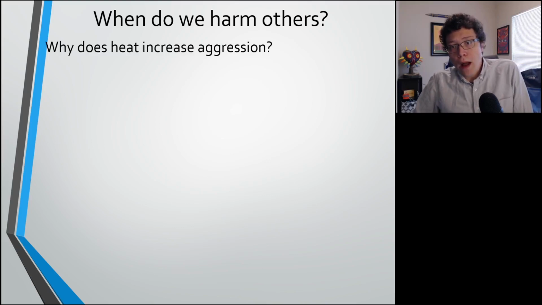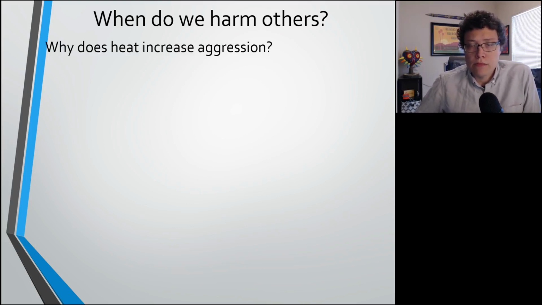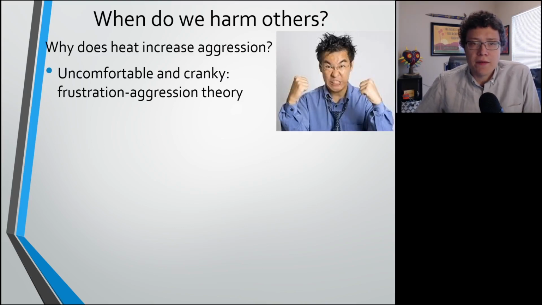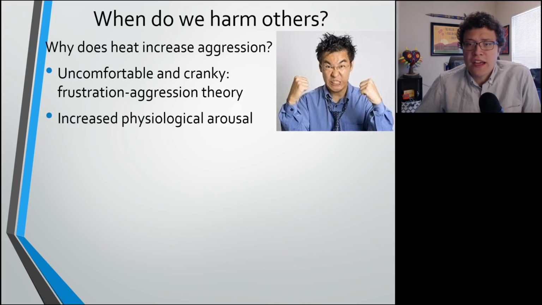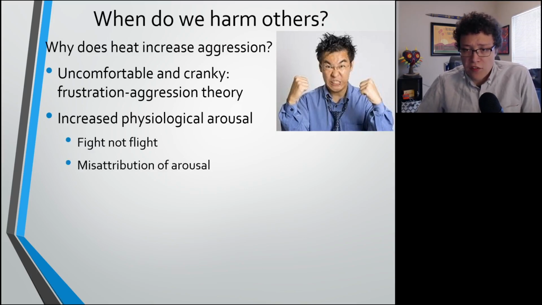So why does heat make us aggressive? Well, think about it. The frustration aggression theory: we get uncomfortable and cranky, which causes us to be aggressive. This increases physiological arousal, our fight or flight, and more specifically, our fight aspect of this. And we might misattribute this arousal to other situations. We might not recognize that it's the heat, and we might think it's what somebody says to us.